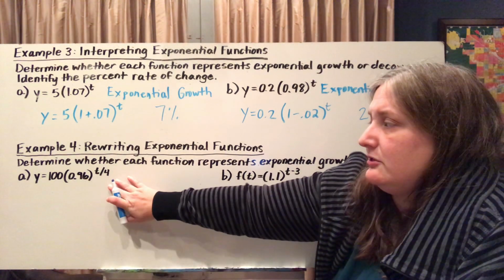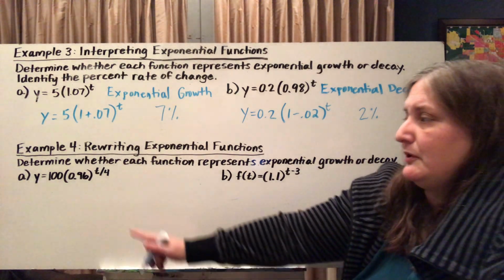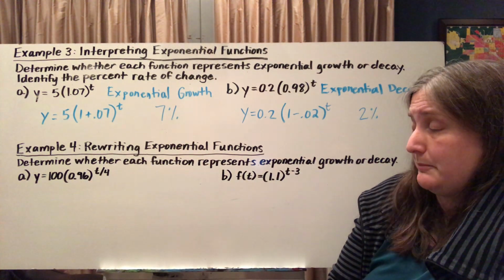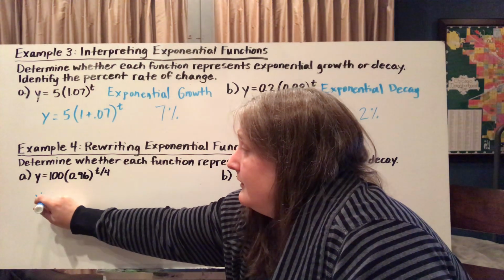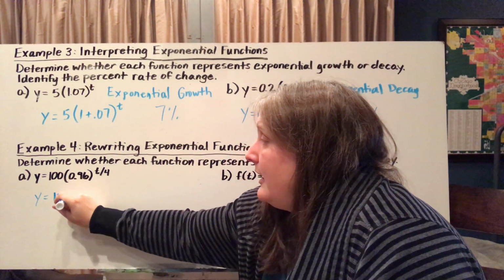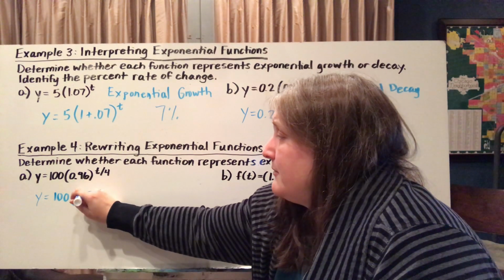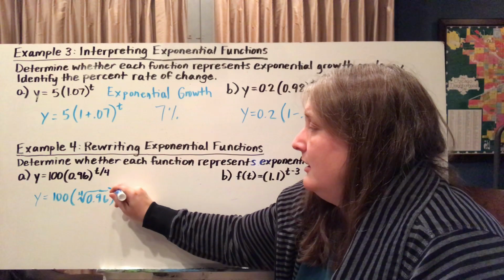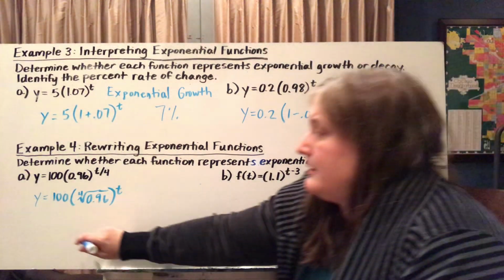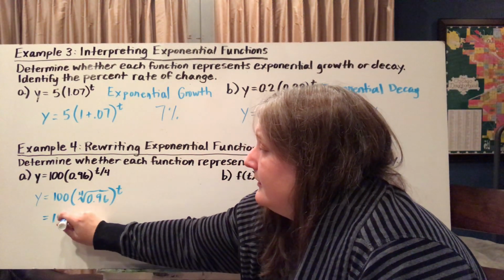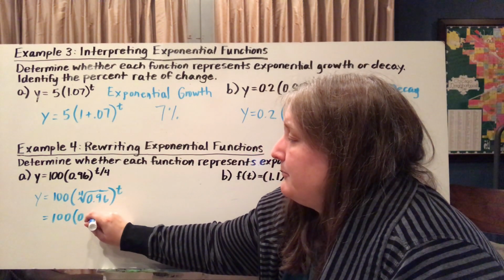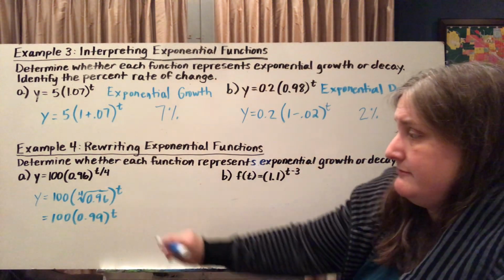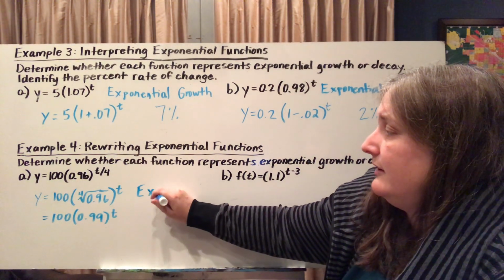This time, this guy looks exponential, except our exponent is t divided by 4, which means we need to find the fourth root of 0.96. And I'm going to count on my calculator to help me with that. I'm going to get a very long number when I do it, but I can basically just round, and it's going to be about 0.99, which is all I need to know, because if it's less than 1, this is exponential decay.